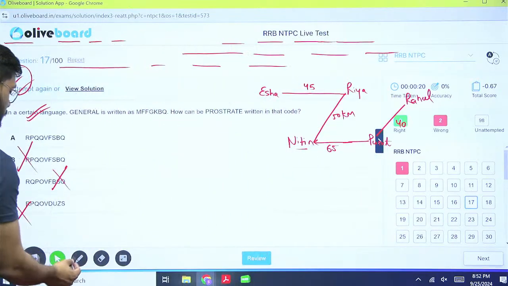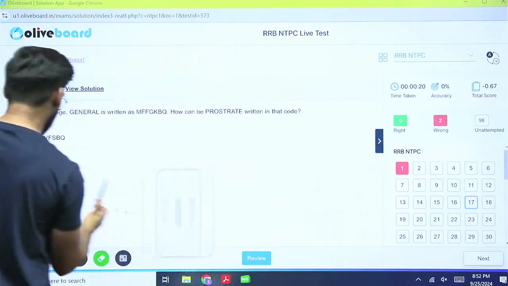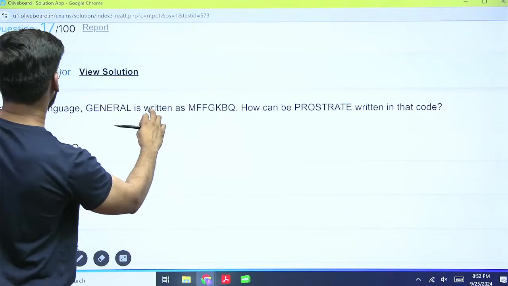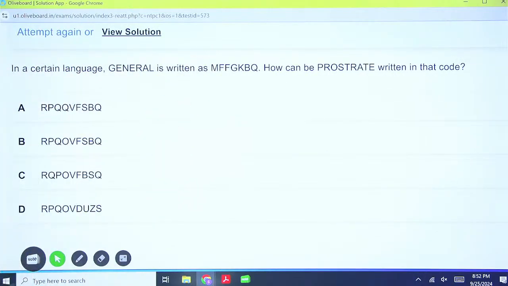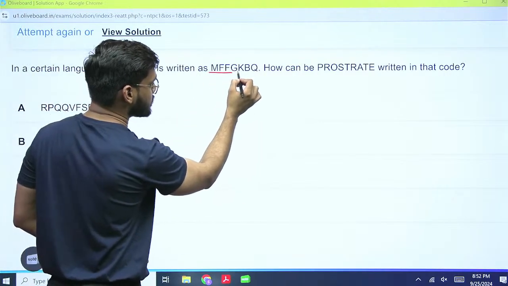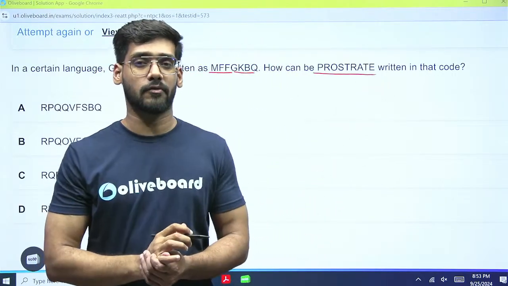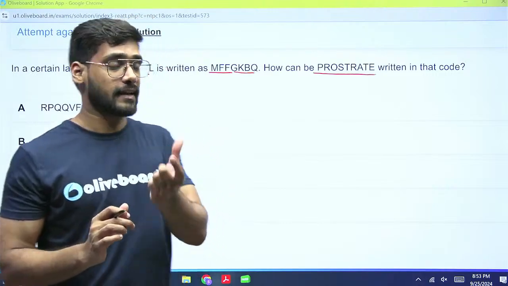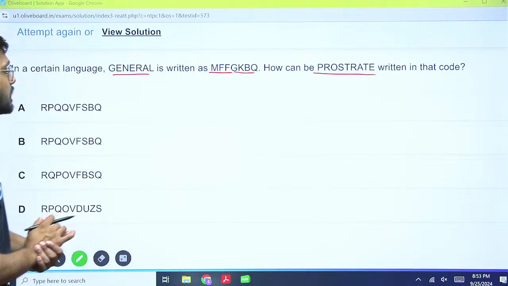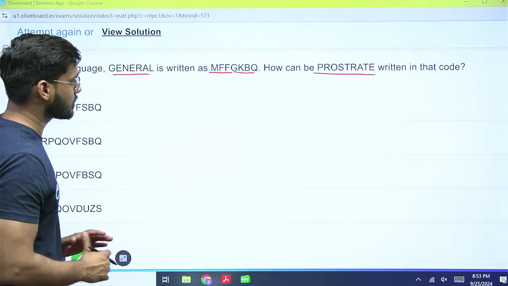Okay, so we have the next question of coding decoding, and let's see how we are going to deal with this question. In the question it is given that in a certain code language, GENERAL is written as MFF GKBQ. Then how are we going to code the word PROSTRATE in the same coded language in which GENERAL is written as MFF GKBQ? Okay, let's see. First of all, let's decode the pattern, what pattern is used over here in GENERAL and MFF GKBQ.